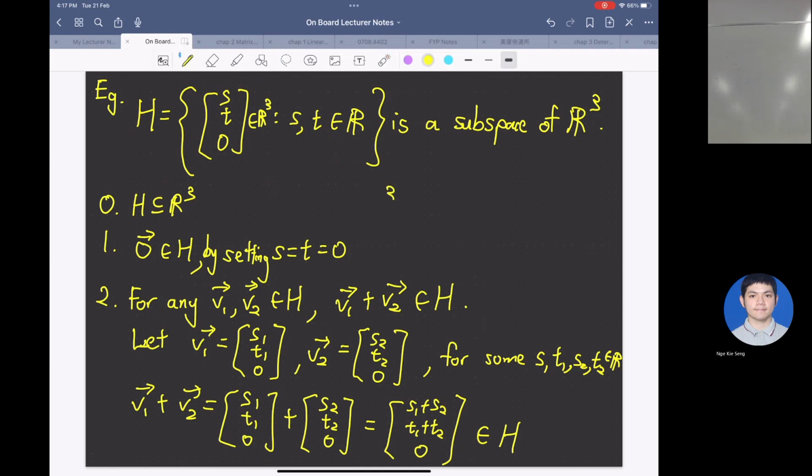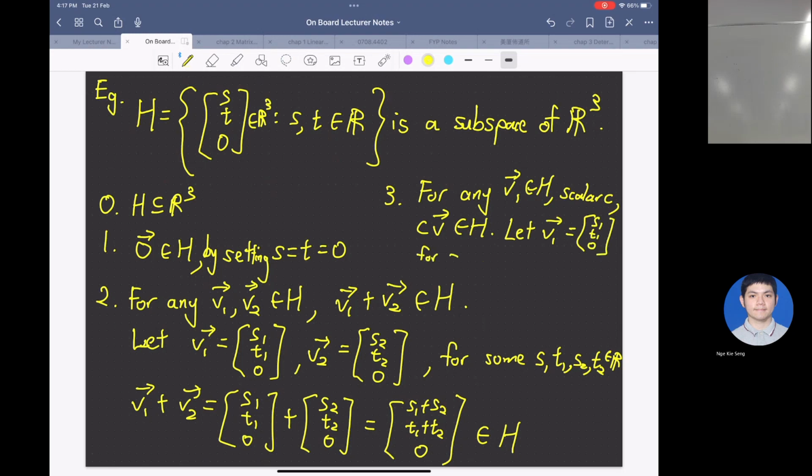Similarly, you can show that for any v1 in H and a scalar c, c v1 is in H as well. Maybe I just write everything up for this case, then we will skip it next time. So let v1 be equal to x1, t1, 0 again, for some x1, t1. Then c v1 is equal to c times x1, t1, 0, which is equal to, you multiply to everything.